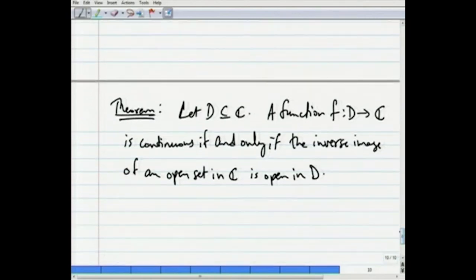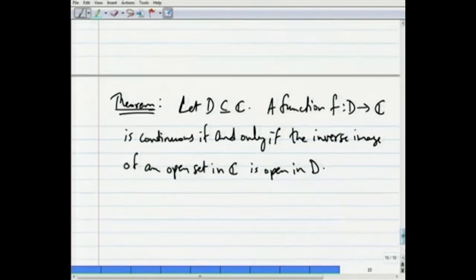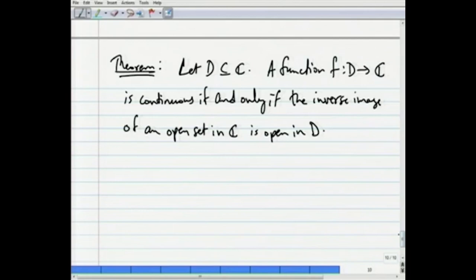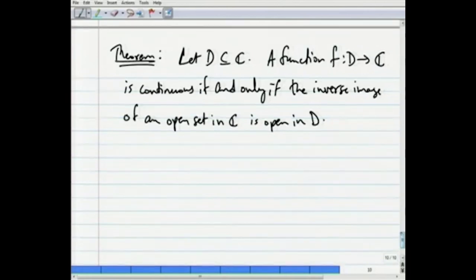Okay. So, we will have many occasions where we will use this characterization of continuous functions. A function which is continuous at every point in its domain has to satisfy the property that the inverse image of an open set in C is open in the domain, with respect to the domain. And likewise, if that property is satisfied, then the function is automatically continuous. Okay. So, here is the proof of this theorem.